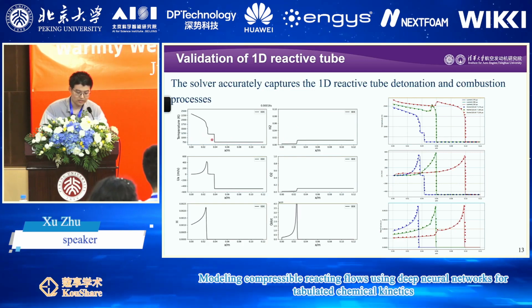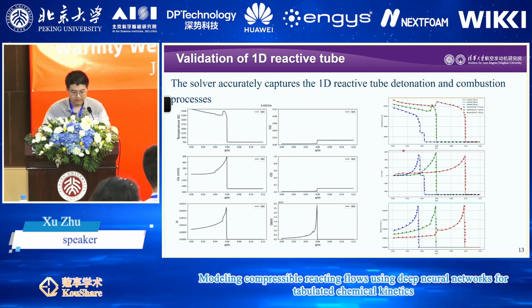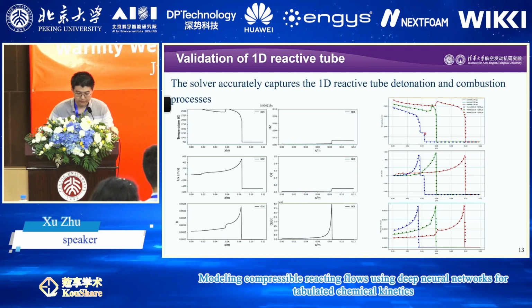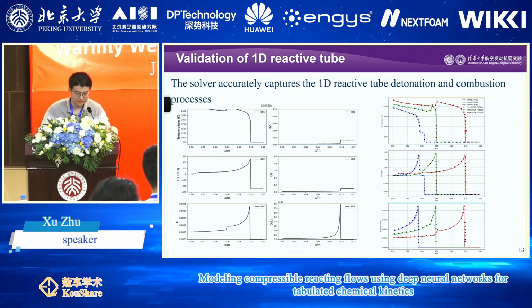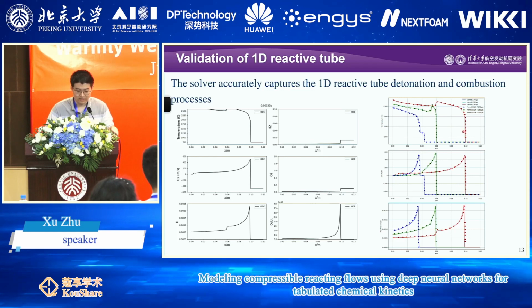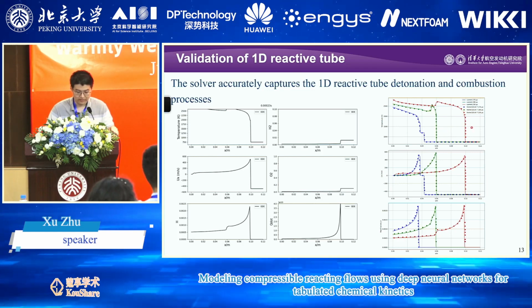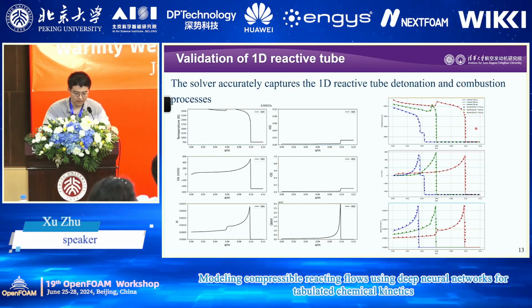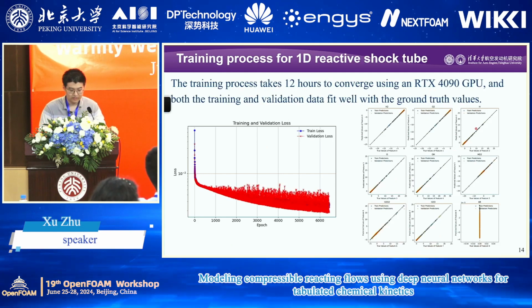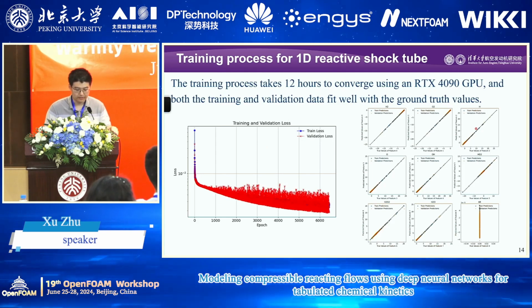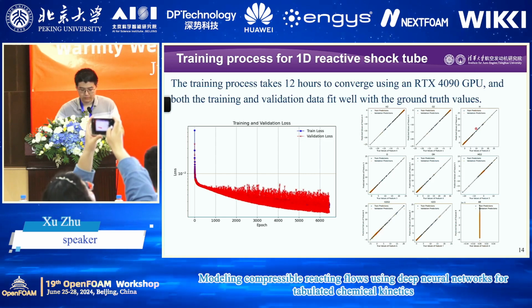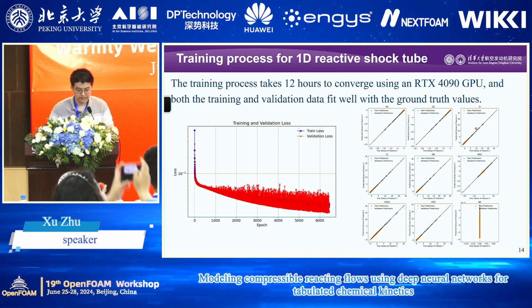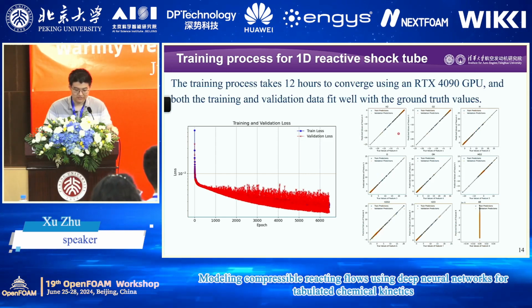Here is where detonation happens. And on the right figure, we show the modeling data, not experiment data, but data from another more advanced method, and it also fits well. We train the data for the 1D reactive shock tube case, and it takes about 12 hours to converge using an RTX 4090. This is another machine.